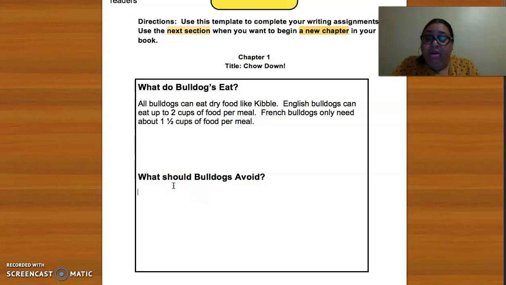Now, another subtopic, what should bulldogs avoid? Well, I know that all bulldogs should stay away from deadly food like chocolate and grapes. So I think I'll say all bulldogs should stay away from chocolate, grapes, and any other food with seeds.